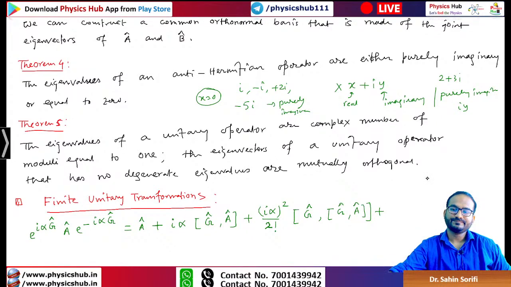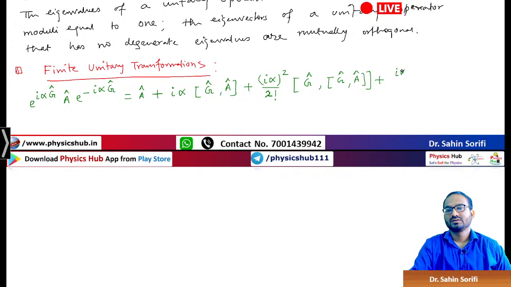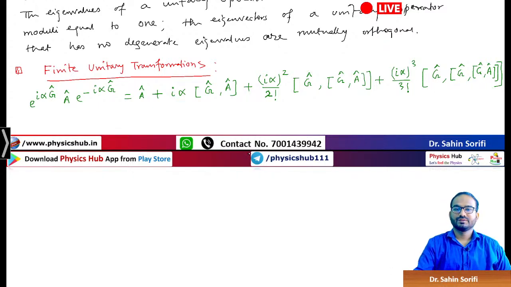i alpha cube by 3 factorial. Here G will come and this whole thing, G, A. This bracket is closed, plus so on.